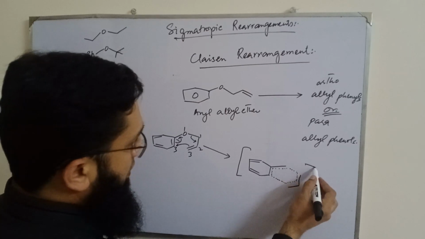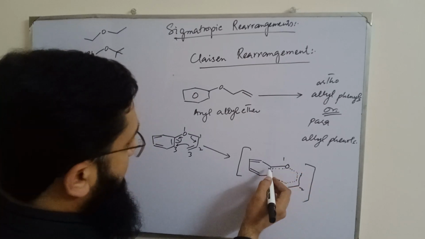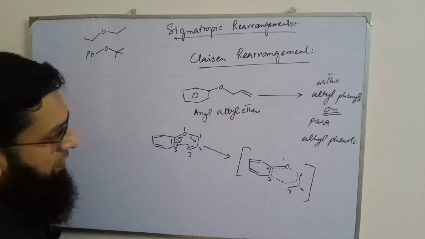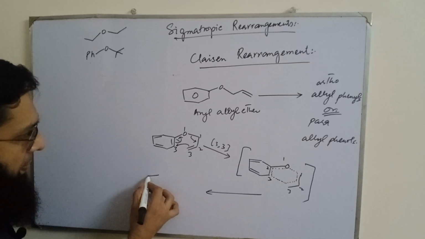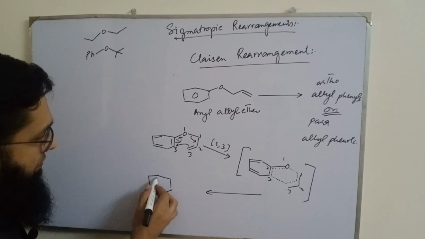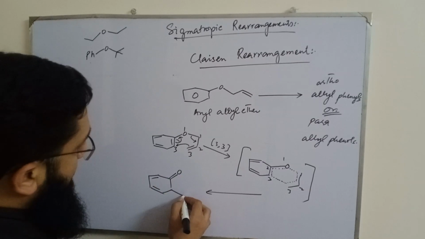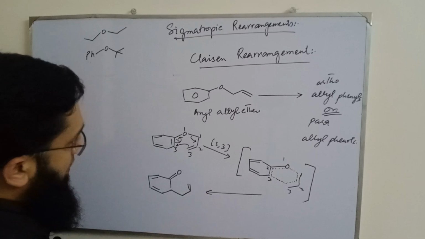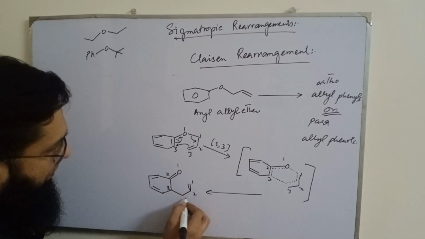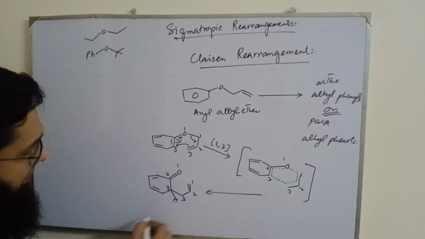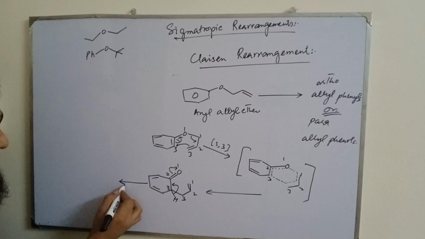So this is 1, 2, 3. Here would be oxygen. 1, 2, 3. So this is a 3-3 sigmatropic rearrangement, and as a result of this, this is 1, 2, 3, and this is 1, 2, 3. So here we have hydrogen. This would shift here, and this would shift up and take this hydrogen, just like that is keto-enol tautomerism.